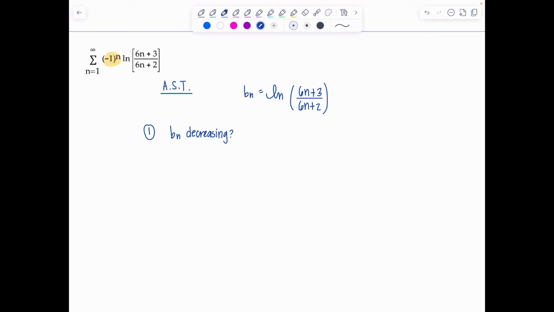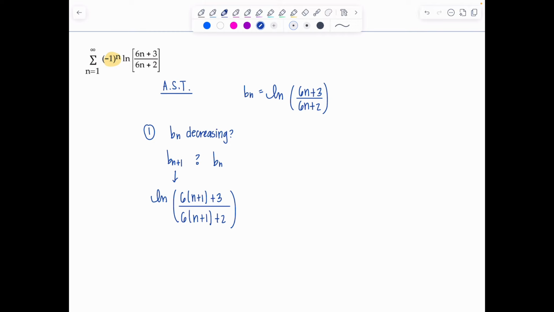So one thing you could do is use the definition and compare b sub n plus 1 and b sub n. This ends up not being very clear. b sub n plus 1 would be ln of (6 times (n plus 1) plus 3) over (6 times (n plus 1) plus 2). And if I compare it with the original, it's not obvious that one's larger, one's smaller. So what to do when you're in kind of a sticky situation, we're going to take a derivative.